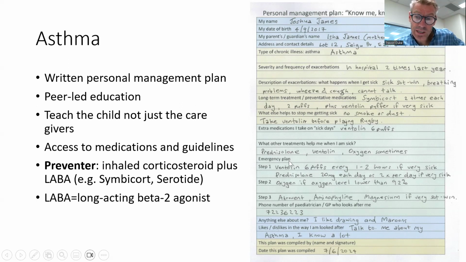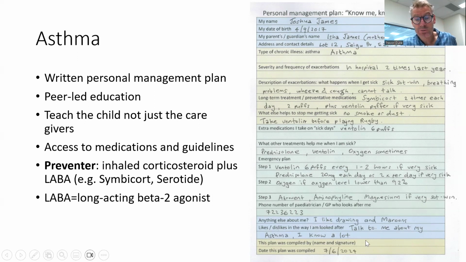And here is an emergency plan that he can enact both at home and can be enacted by healthcare workers if he presents to hospital, and that's Ventolin, 6 puffs every 1 to 2 hours if he's very sick, and prednisolone 20 milligrams each day, or 2 times a day if he's very sick, and oxygen if his oxygen level is less than 92%. He sometimes gets some other medications, Atrovent, aminophylline, magnesium if he's very sick, and this personalized management plan just says other things about him. He likes drawing and he barracks for the Maroons, and he says, talk to me about my asthma. I know a lot about it.